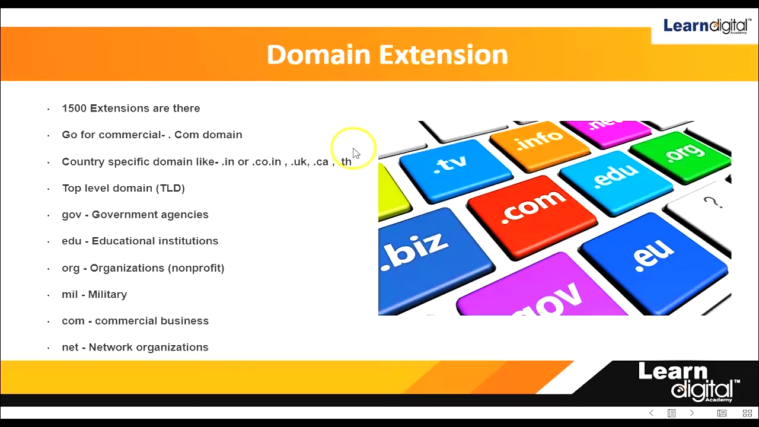Around the world there are more than 1500 extensions. These are the main extensions like .com, .org, and these are top level domains as well: .gov, .edu, .org, .mil, .com, .net. And like .in, .co.in, .uk, .ca, these are country based domain names. So .in means India, .uk means United Kingdom, .ca means Canada.